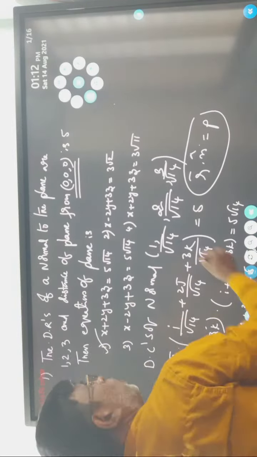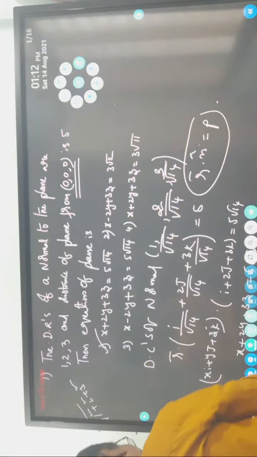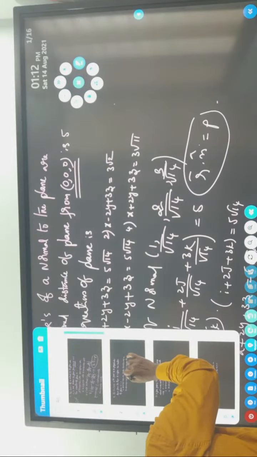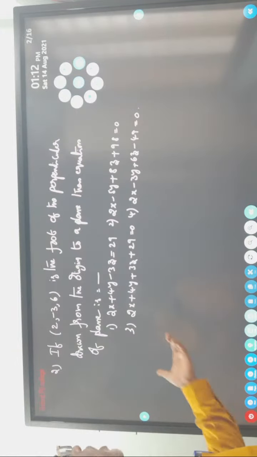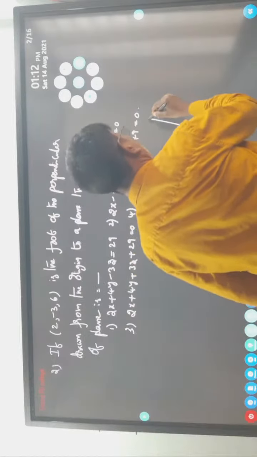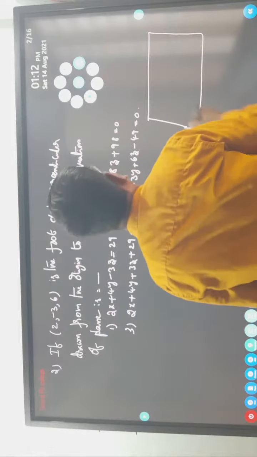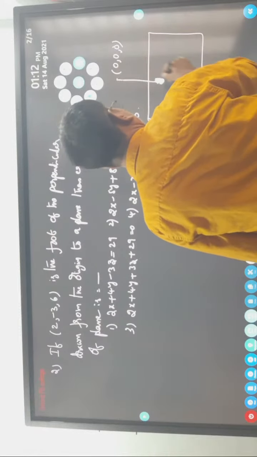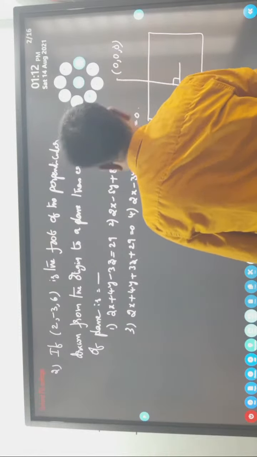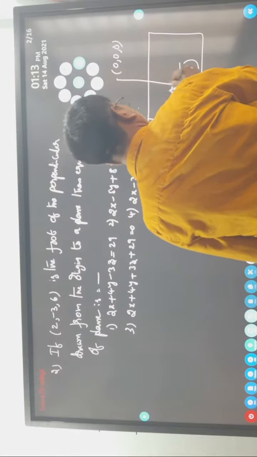Now we are going to the next problem. So we will take the next question. The question is given like this. Suppose (2, minus 3, 6) is the foot of the perpendicular drawn from the origin to the plane. Then the equation is asked. So from the origin, which is (0, 0, 0), the foot of the perpendicular is given. What is the point? (2, minus 3, 6) is given. This is the foot of the perpendicular.